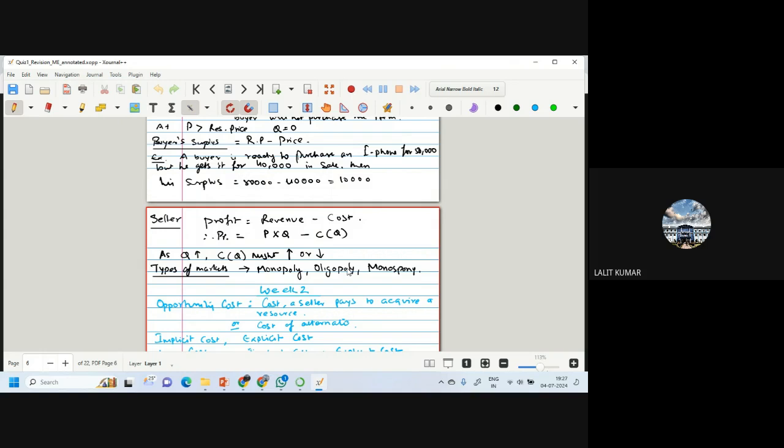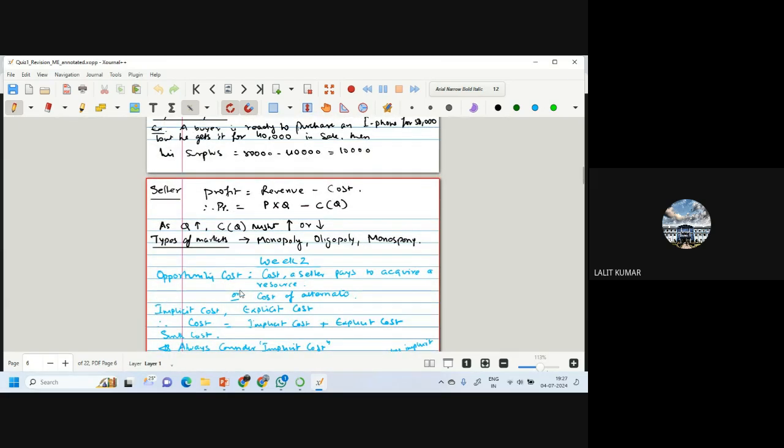However, if the quantity increases too much and he's not able to take that raw material from the same city, he has to take it from some other city, then the cost of procuring that raw material goes high and the cost might go high. So both cases are possible.